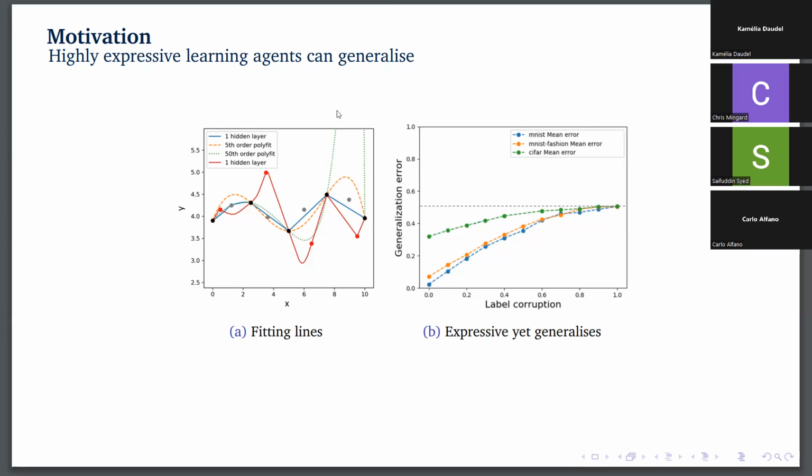The 50th order polynomial fitter does something kind of crazy up here because it's very highly expressive, and has no strong inductive bias. Whereas the one hidden layer neural network, the blue line, kind of interpolates between the points. It does kind of the simplest thing you can do.